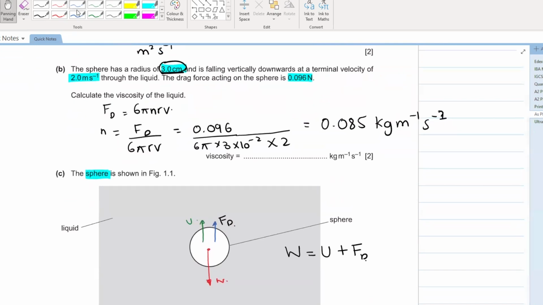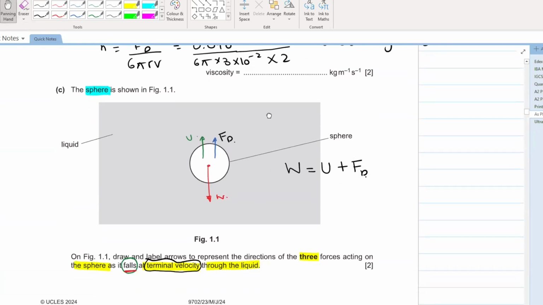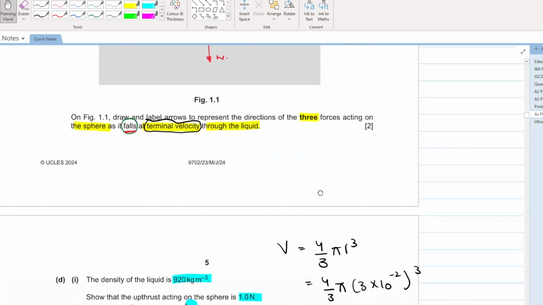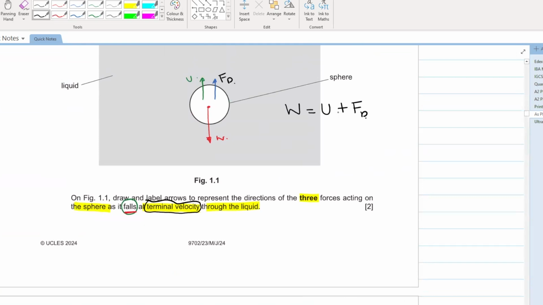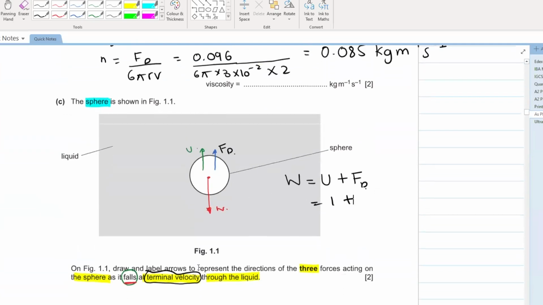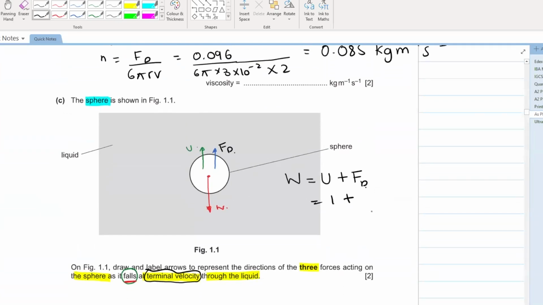Do you have the drag force? The drag force is given, 0.096 Newton. Are you given the upthrust? Yes, 1 Newton. Can you calculate the weight? Yes, the weight can be calculated very easily. 1 plus the drag force, which was 0.096. What does your weight come out to be?